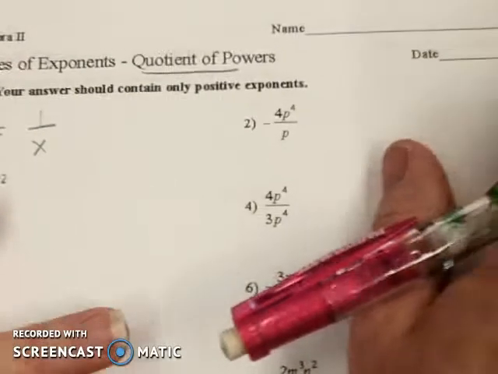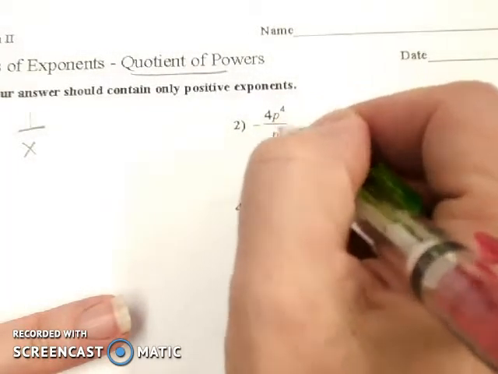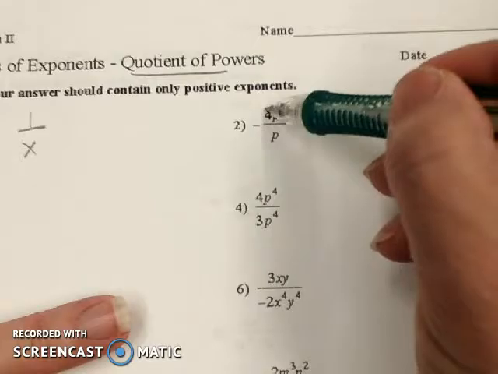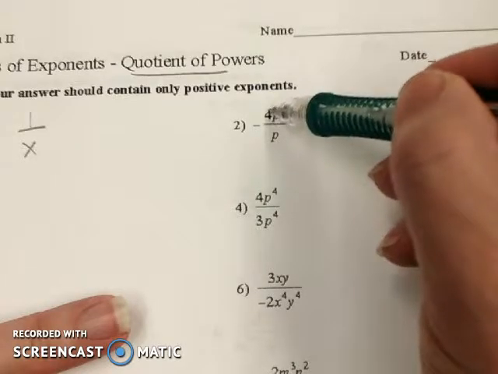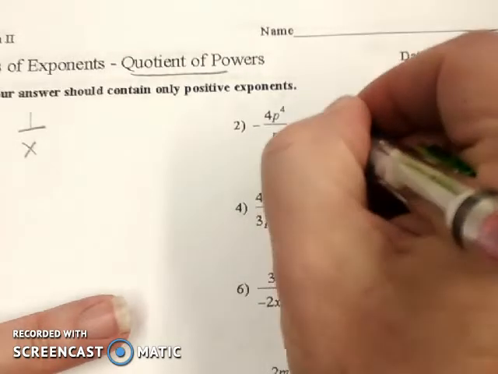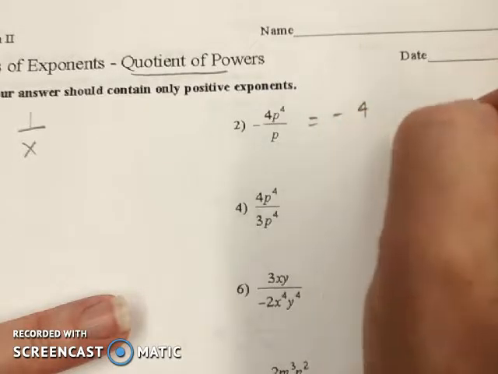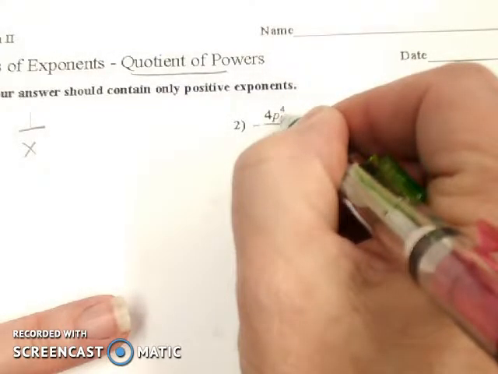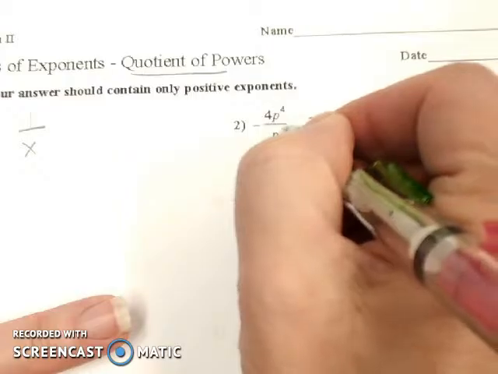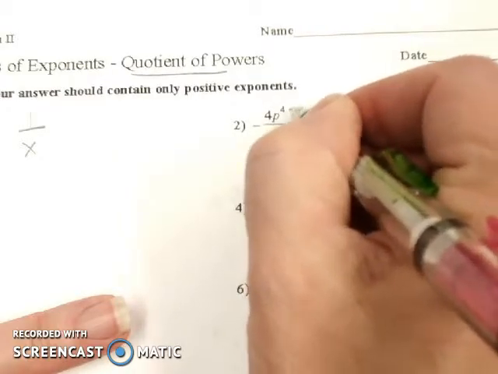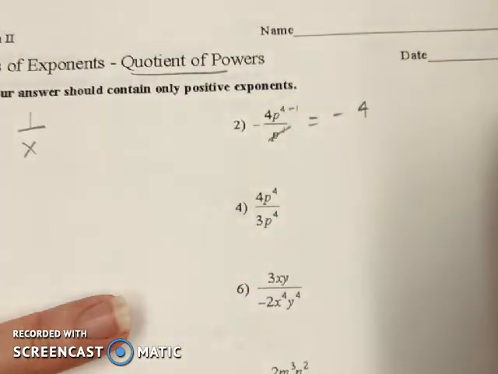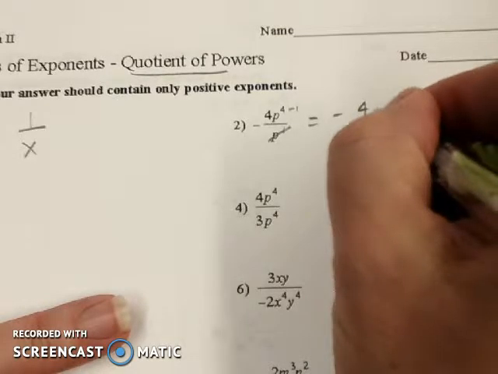Number 2, I've got -4p to the 4th over p. There's nothing to simplify with the 4. It's the only number in the problem. So I'm going to have a -4 in my numerator. You're going to subtract your exponents. 4 is bigger than 1, so this is going to come up here and you're going to subtract it. And p to the 4 minus 1 gives me p to the 3rd.